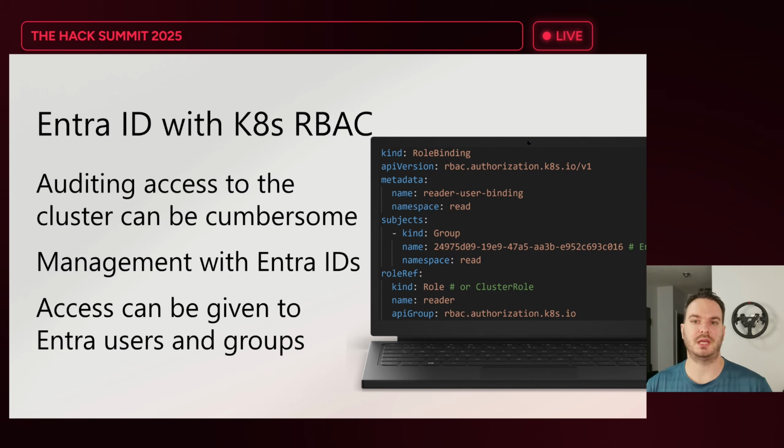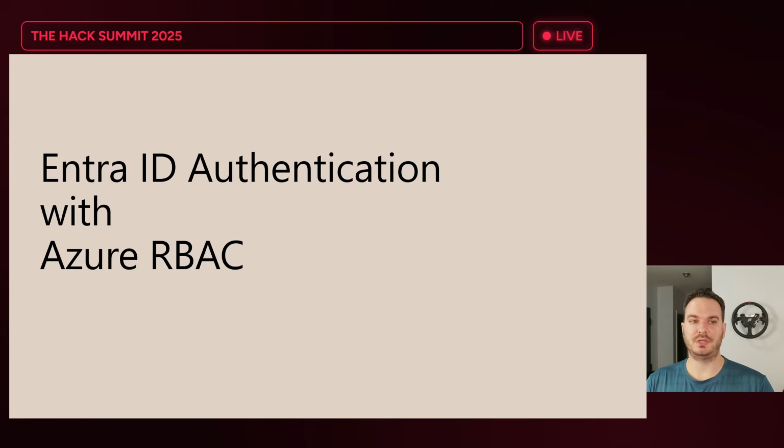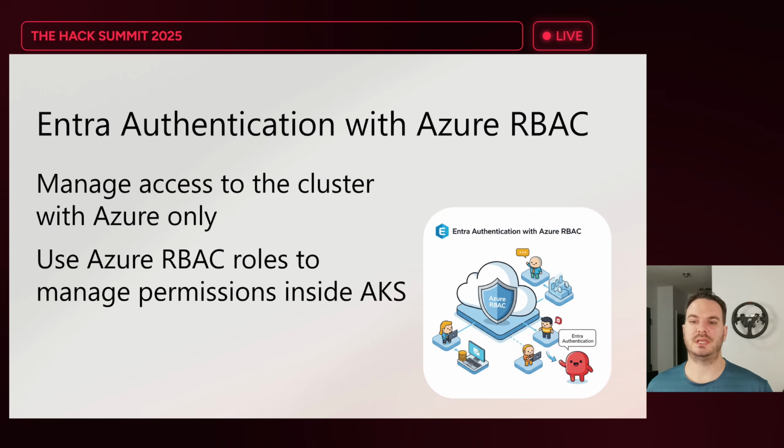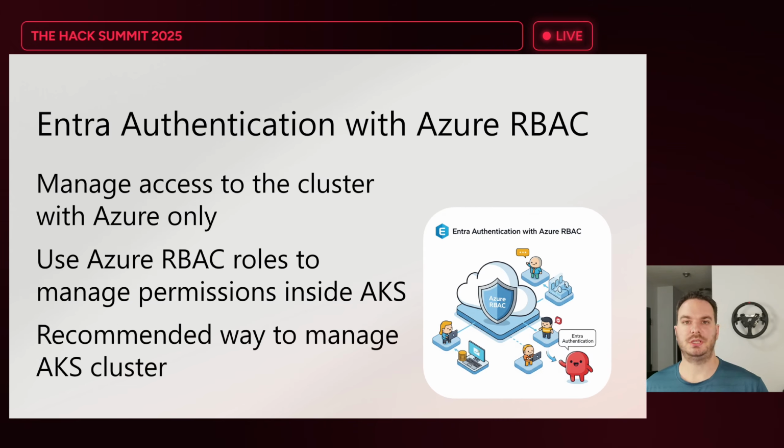And all of this leads us to the best option, the Entra ID authentication with Azure RBAC. This is the best option because we manage everything with Azure. This means we have Azure RBAC, which we are using for our subscriptions and our other Azure services, and we can use whatever tools we already have in place. So if you're using Terraform, we already know how to assign permissions. And since everything is managed in Azure, that's the recommended way by Microsoft. And also from my experience, it's by far the easiest way to manage your AKS cluster.